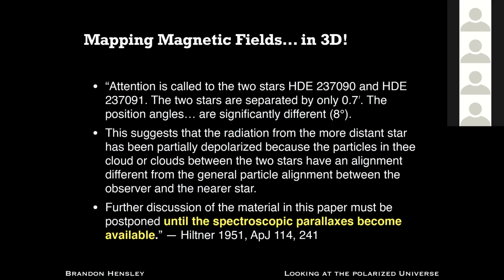And so there's a really interesting little tidbit from this paper from Hiltner 1951, where he's noticed that there are 2 stars that are really close together on the sky, just less than an arc minute apart, but the polarization angles are different by about 8 degrees. And so what he suggests is going on here is that the stars are not co-located along the line of sight, but rather one of the stars, the nearest star, is being polarized by dust that is aligned by one magnetic field. And then for the further away star, there's extra dust in between it and the nearer star that's aligned with a different magnetic field orientation, such that it causes the polarization angle to rotate.